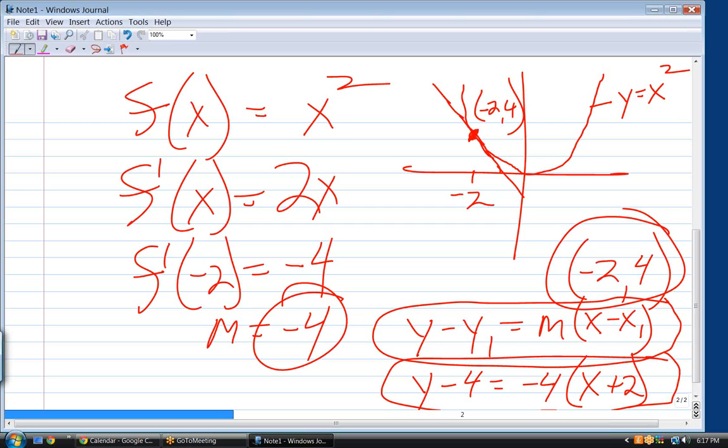What's the equation of the normal line? In other words, if I go up here and I write a line perpendicular to that line, what's the equation of this line? Y minus 4.